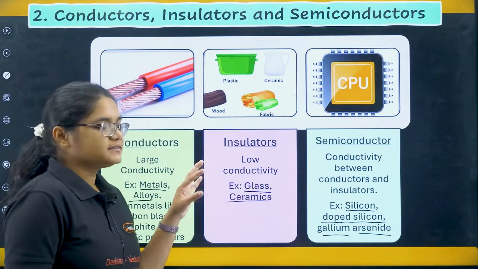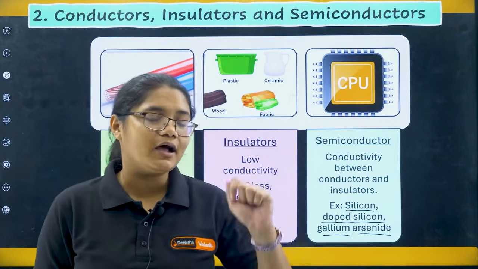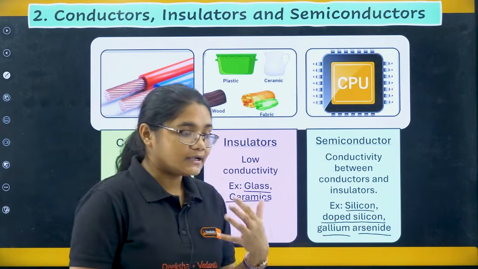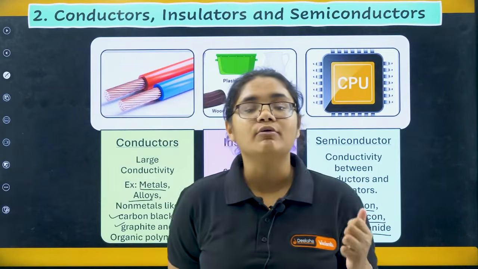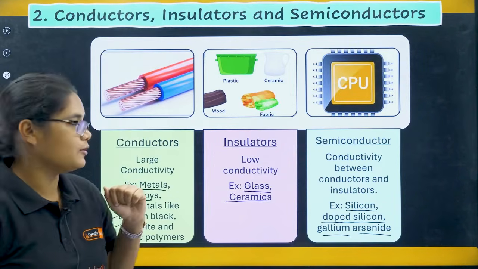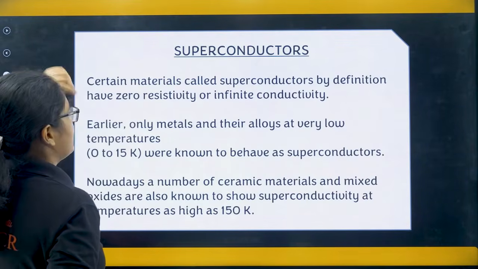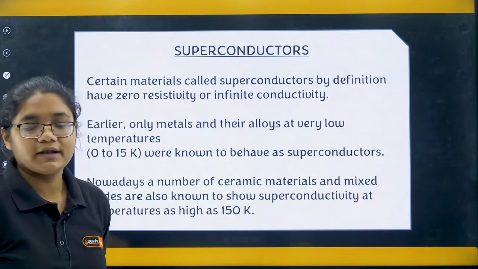Now apart from conductors, insulators and semiconductors, can you think of any other material or compound? Just take one time, and if you know, comment down. I'll show you. The next type of compound we have is superconductors. So what are superconductors here?